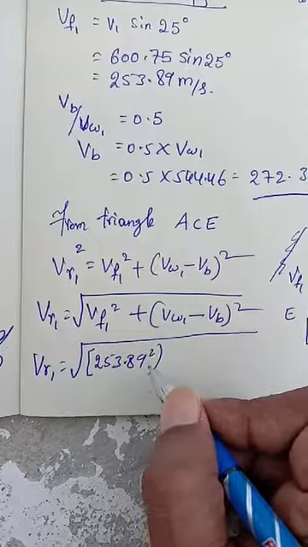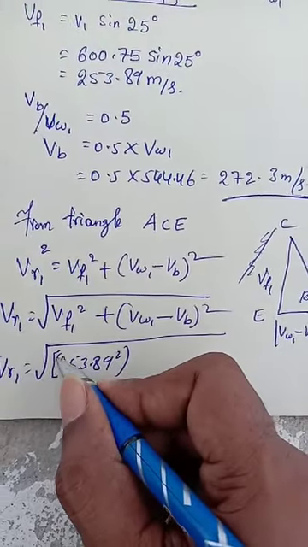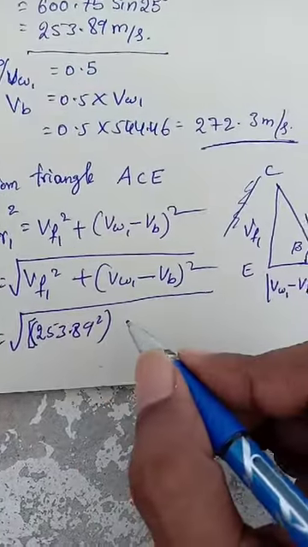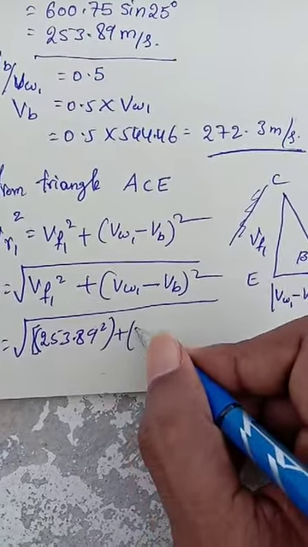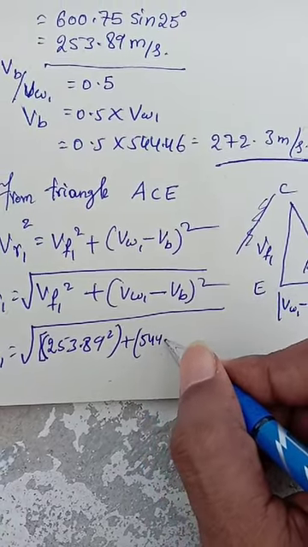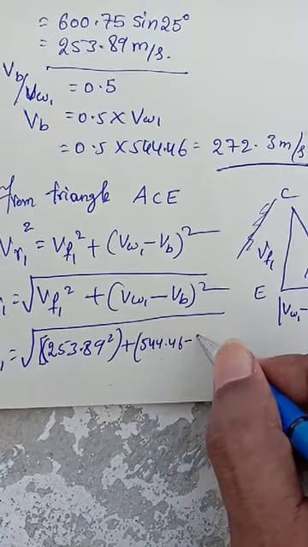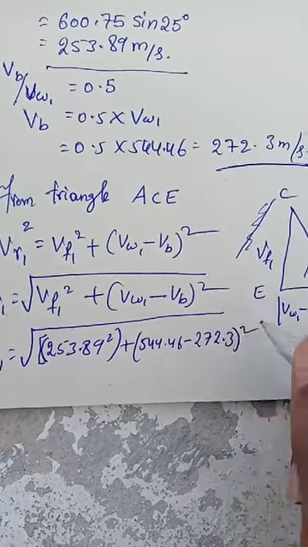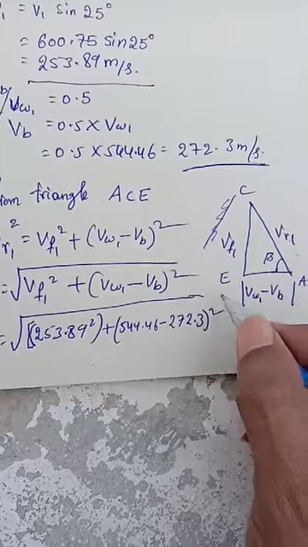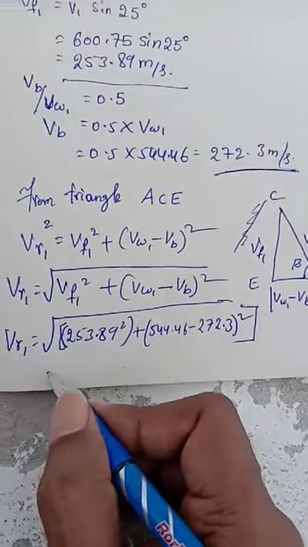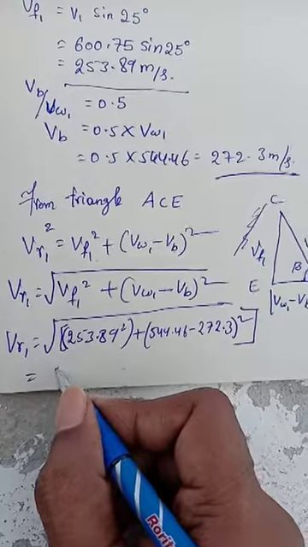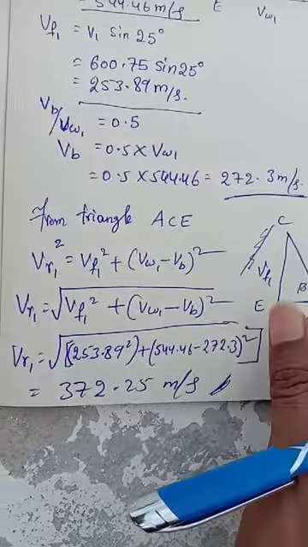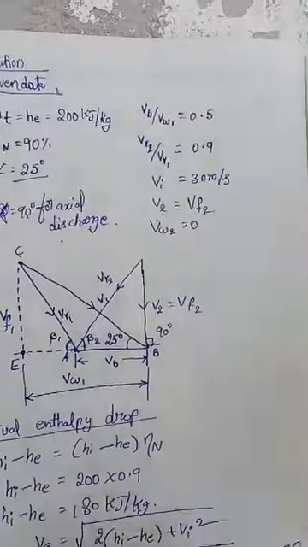253.89 whole square. This is flow velocity, we calculate here. Now plus Vw1 544.46, blade velocity is coming from 272.3 whole square. Okay, so then calculate this thing, you will get the answer here 2.5 meter per second. So this is coming from drill velocity.